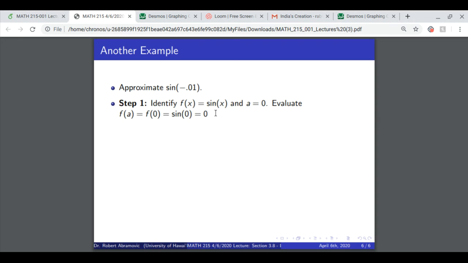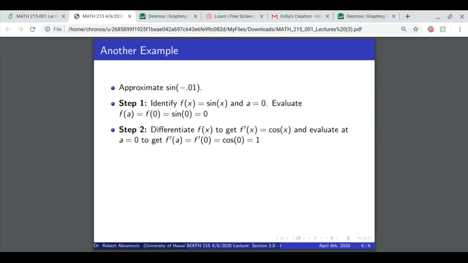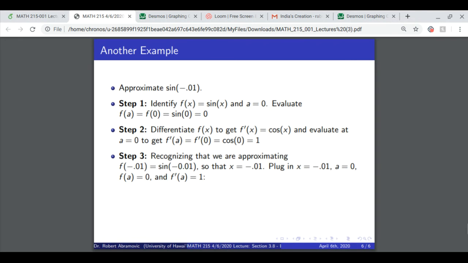F of 0 is, of course, just sine of 0, which is 0. We differentiate the function to get f prime of x as cosine of x, and we evaluate it at 0 to get f prime of 0 is cosine of 0, which is 1. We recognize that we're approximating the function evaluated at negative 0.01, which is sine of negative 0.01, so x is negative 0.01. We plug x as negative 0.01, a is 0, f of a and f prime of a into our formula.